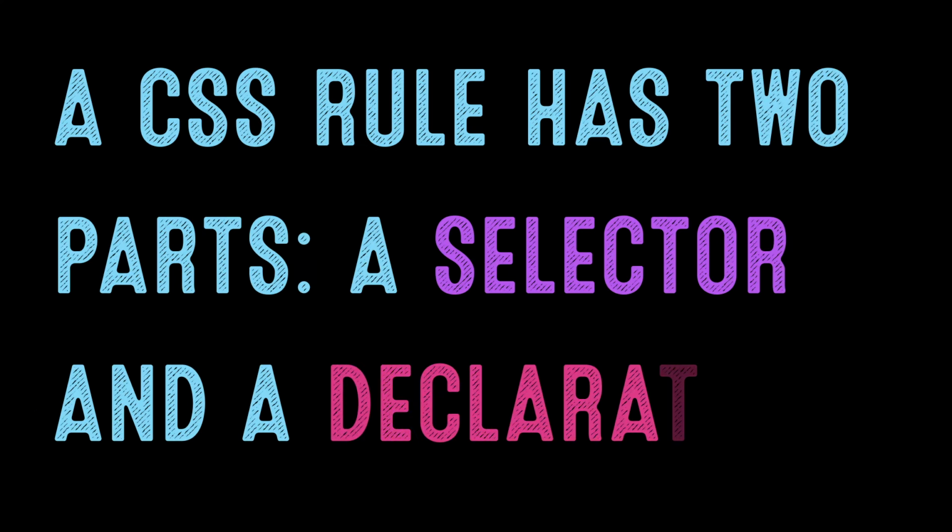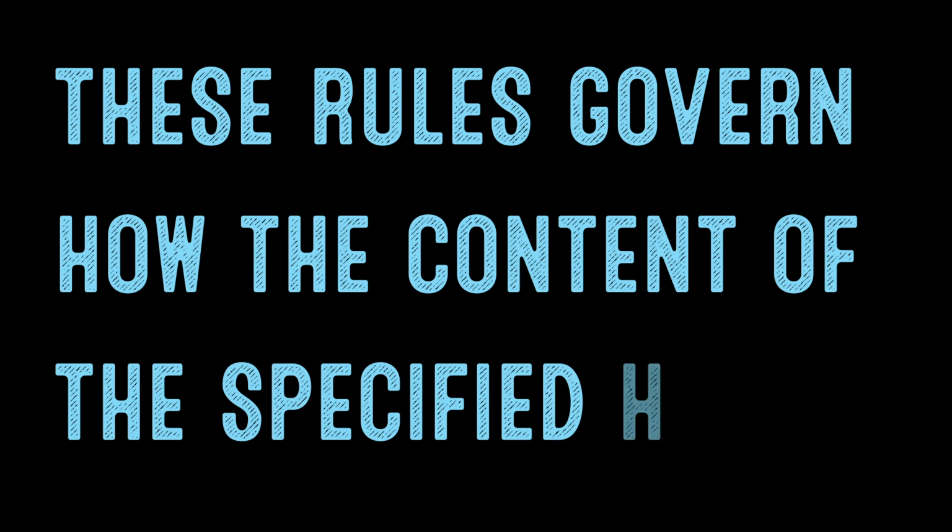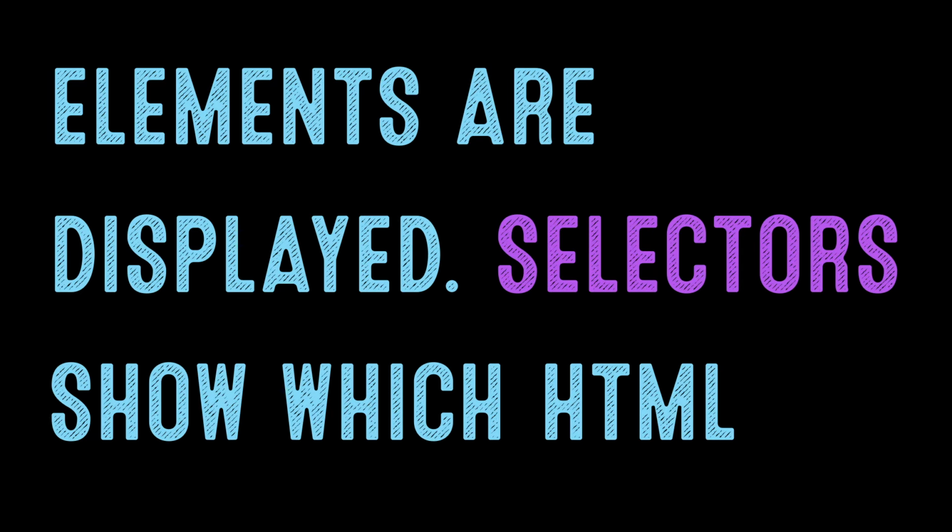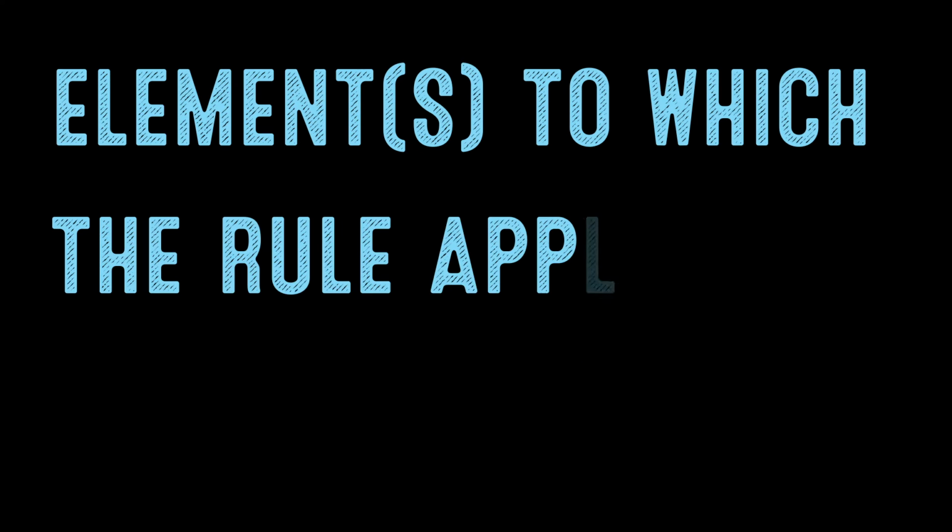The Daily Code Snippet. A CSS rule has two parts, a selector and a declaration. These rules govern how the content of the specified HTML elements are displayed. Selectors show which HTML elements the rule applies to.